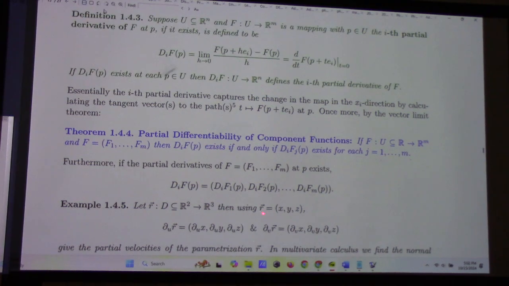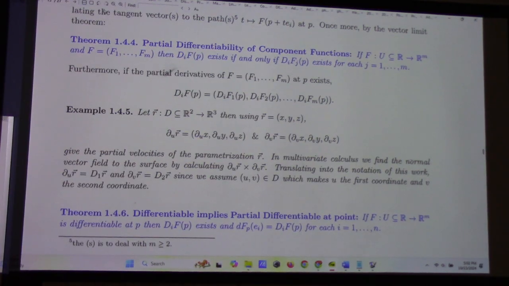So if we have a parameterization of a surface R as x, y, z, usually we use u and v for the domain. Then partial u is this, partial v is that. We call these the partial velocities, right? You take the cross product of these, it gives you the normal vector to a surface, right? That's an example of this kind of calculus.